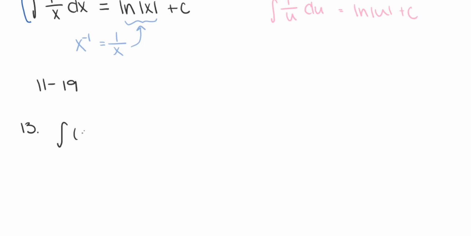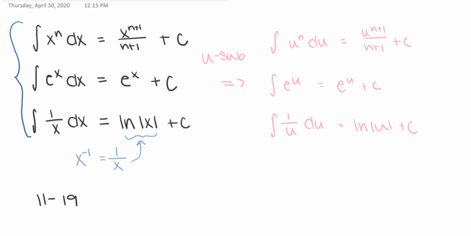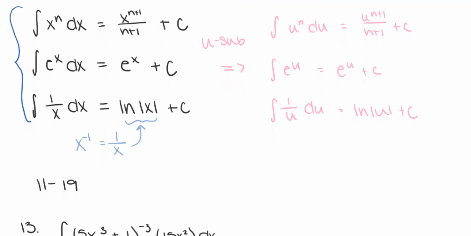Okay, so we are given the integral of (5x cubed plus 1) to the negative 3 times 15x squared dx. Okay, cool. So remember, the same as with derivatives, all we know are these three functions. That's all we've learned how to do. So anytime we get something that doesn't look like one of these three, we need to rewrite it so that it does.